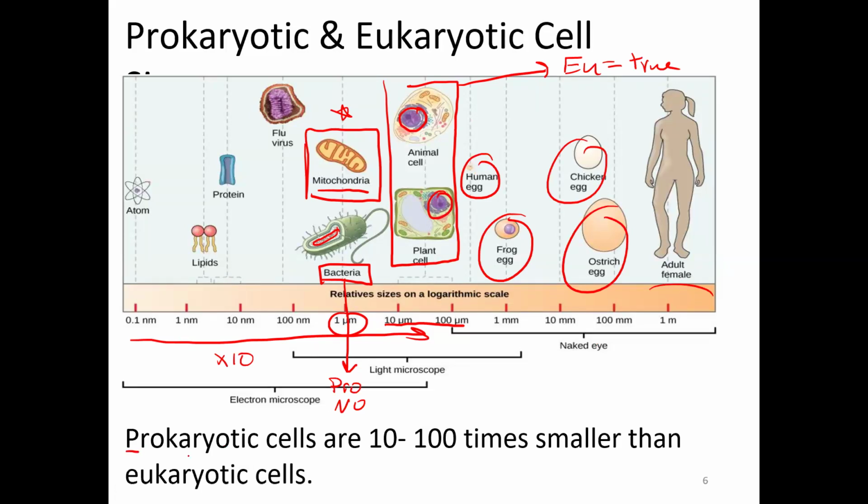So you can see prokaryotic cells are about 10 to 100 times smaller than eukaryotic cells. And you can just kind of see because it's going to have less stuff in the middle, versus over here, the plant and animal cells are going to have many organelles within themselves.